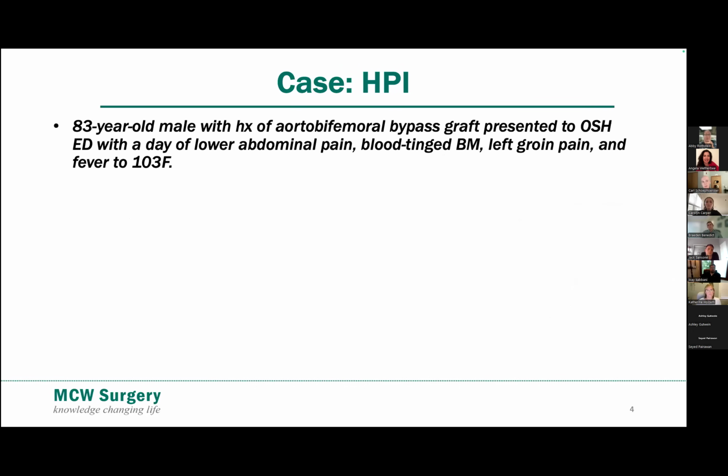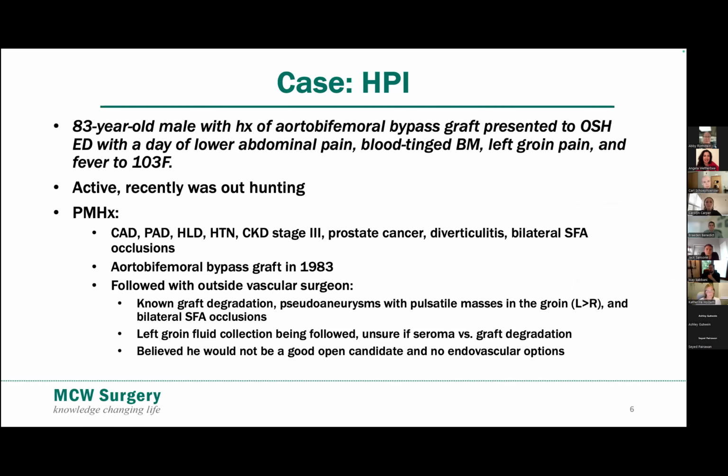He came to an outside hospital ED with a day of lower abdominal pain, bloody bowel movement, left groin pain, and a fever up to 103. And he's active and was actually recently out hunting. And some past medical history is kind of what you'd expect, considering he needed the bifem a long time ago.